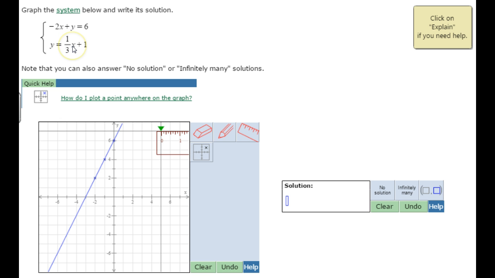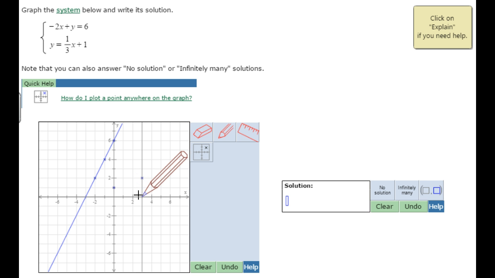When x is 0, that would be 0 times 1/3, which is 0, and 0 plus 1 is 1. So when x is 0, y is 1. Let me pick up a pen again. I'm going to try x is 3. That would give me 1 over 3 times 3 plus 1, and if you solve it out, you would get 2. When x is 3, y is 2.